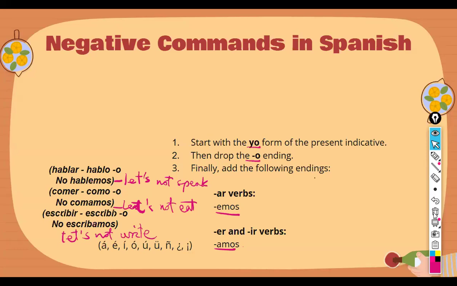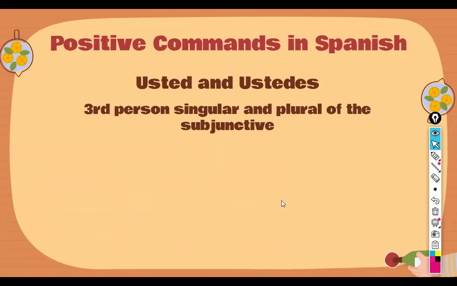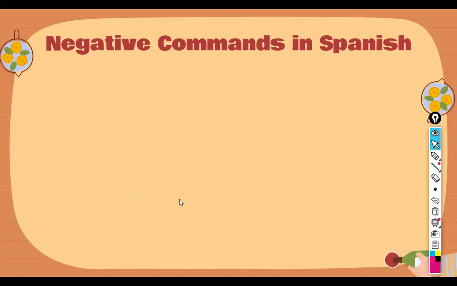Okay, so let's do this. Positive commands, so usted and ustedes. Find the stem the same way. Start with your yo form, drop the O ending. For AR verbs, E for usted, EN for ustedes. For ER and IR verbs, you add A first: A for usted, and AN for ustedes, right?